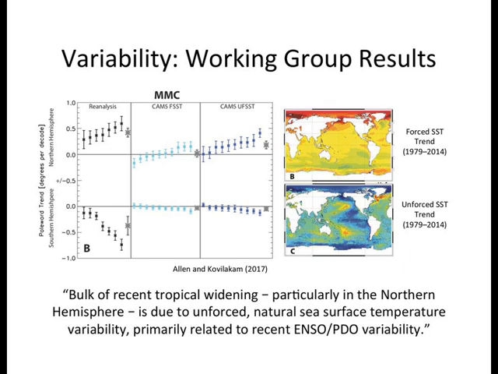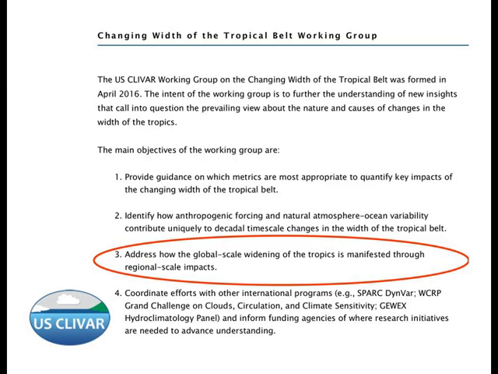Okay, so I've covered the first two aspects of the working group. In the last couple of minutes here, I'm going to turn it back over to Paul, who's going to talk about this third aspect of the working group in terms of the regional aspects.